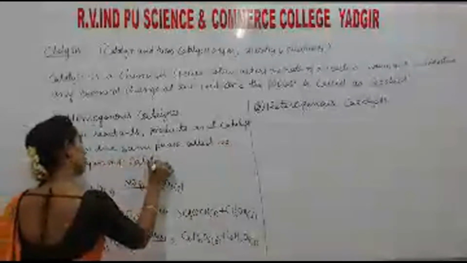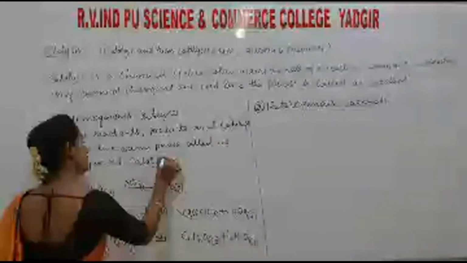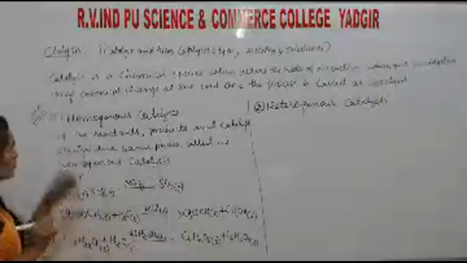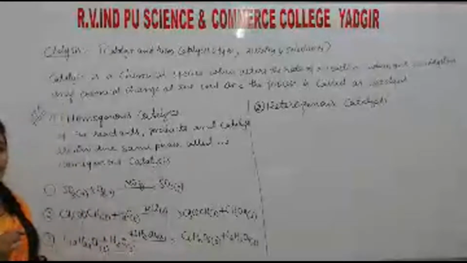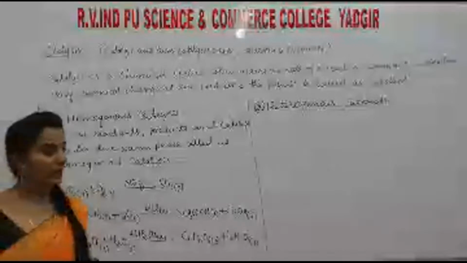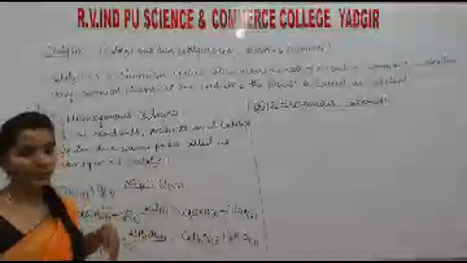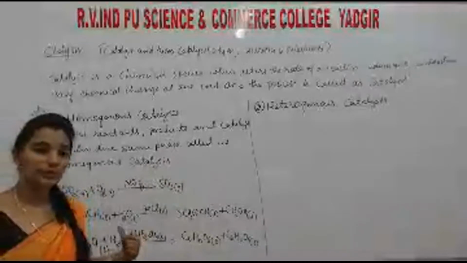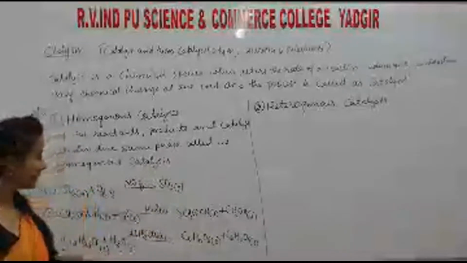Called as homogeneous catalysis. So these are the examples, very important for 2 marks, both homogeneous as well as heterogeneous. What is homogeneous catalysis? Give an example. What is heterogeneous catalysis? Give an example. And the difference between homogeneous and heterogeneous catalysis.